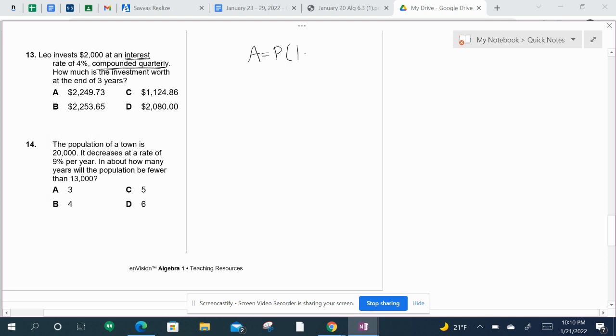A equals P times 1 plus R over N to the NT power. But much like the last one, it starts the same. I'm starting with a principal amount of $2,000, 1 plus the rate, 4%, but putting it in as a decimal, 0.04, divided by compounding quarterly means 4 times per year. And as soon as I put that 4 in there, it also comes up here as part of my exponent. And I'm talking about 3 years, so 4 times 3.